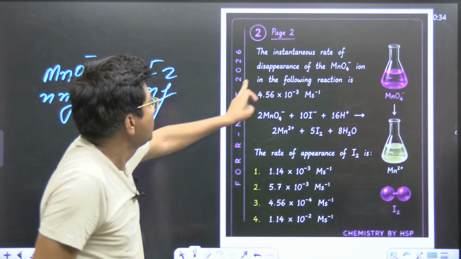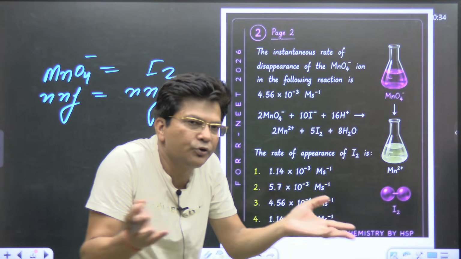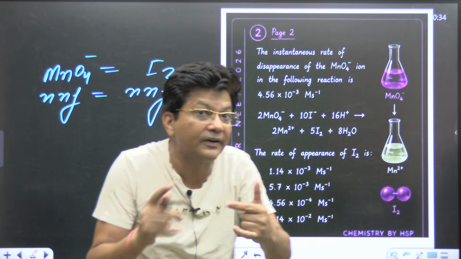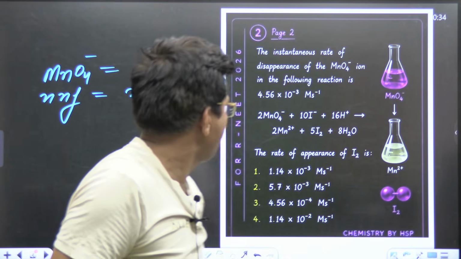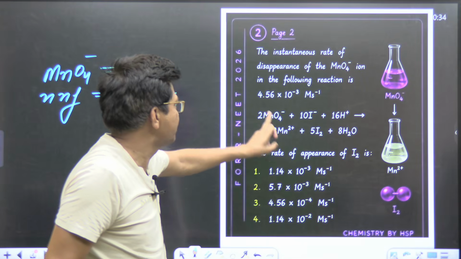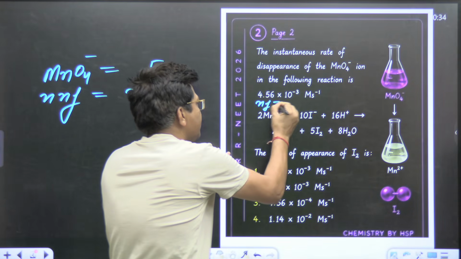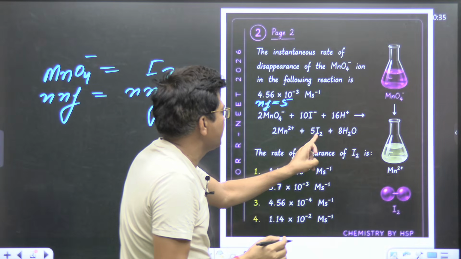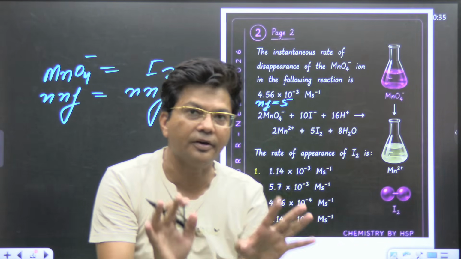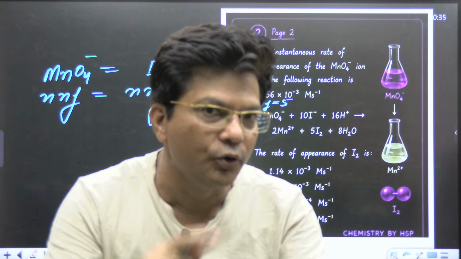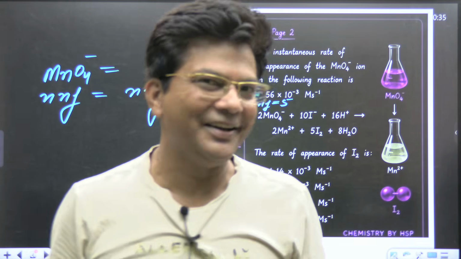So about MnO4, the balanced reaction is given, so there is no need to find the n factor. Otherwise, we would have calculated the n factor with the help of oxidation state: MnO4 negative is changing into Mn2 plus, and its n factor is 5. And I negative is changing into I2. Here it's not required because once the balanced chemical equation is given, there is no need for the n factor. I've told you when the n factor is x to y, the molar ratio will be y to x.